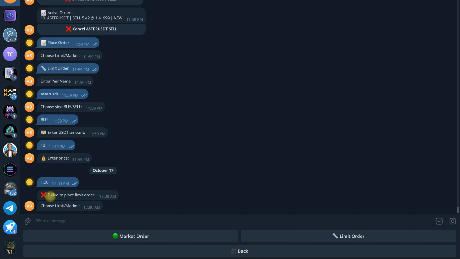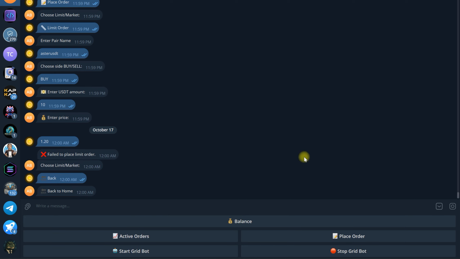So it failed to place the limit order because we don't have enough balance. So we can make an order on the market. If we come back, here are the features of this bot.